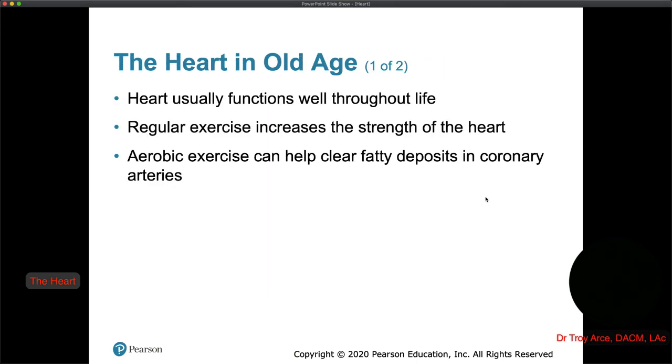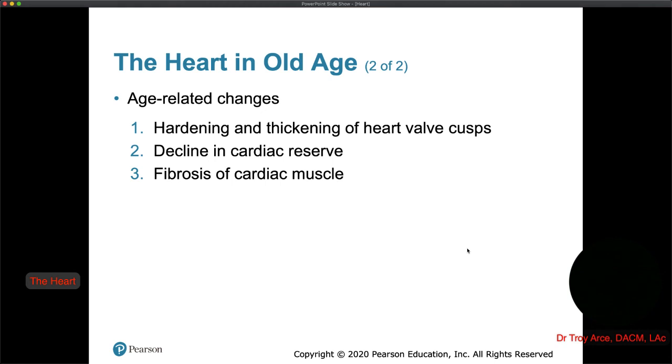The heart in old age. The heart usually functions well throughout life. Of course, regular exercise increases the strength of the heart, and aerobic exercise can help clear those fatty deposits in the coronary arteries. As for age-related changes, you're going to have hardening and thickening of the heart valve cusps, which declines cardiac reserve. You're also going to have fibrosis of the cardiac muscle.